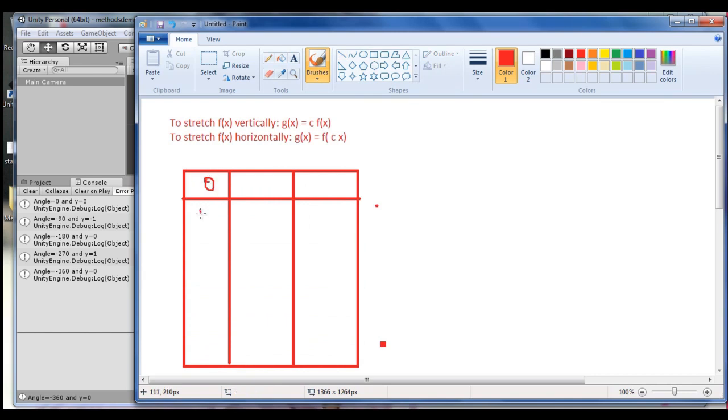Theta will be 0, then you will have pi by 2, then pi, then 3 pi by 2, then 2 pi, and we know that sine theta is going to be 0, 1, 0, negative 1 and 0, right?